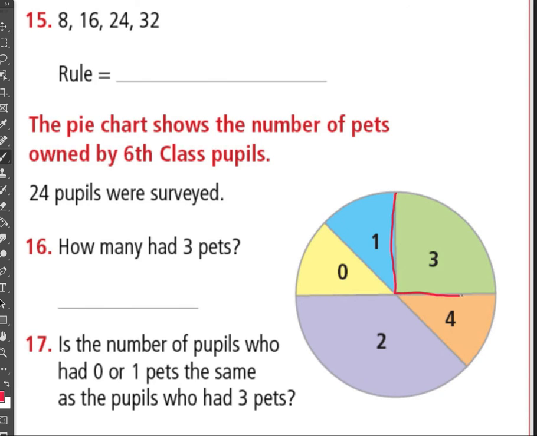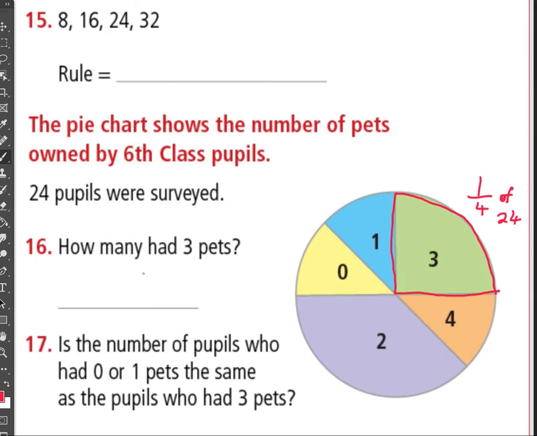Now, if you look at this and ask yourself, how much of the pie chart is that? You can see that this here is a quarter of the circle. A quarter of the people said that they had 3 pets. So we need to find out what is a quarter of 24, because there were 24 people asked altogether. So 1/4 of 24 is going to give you the answer for number 16 here.